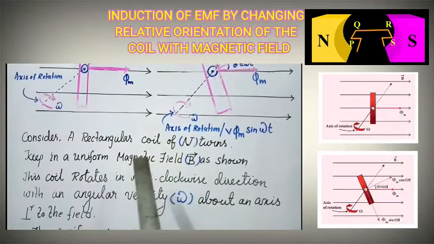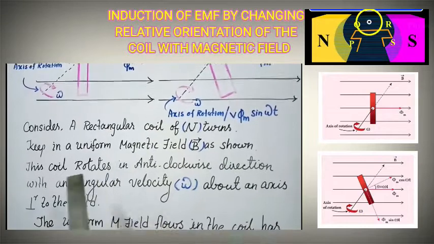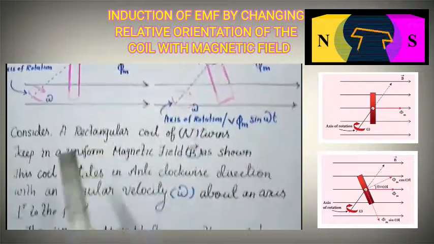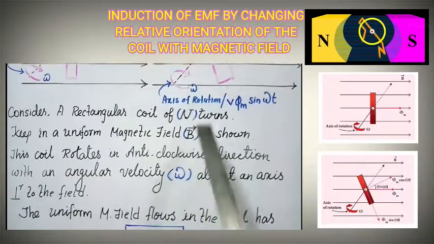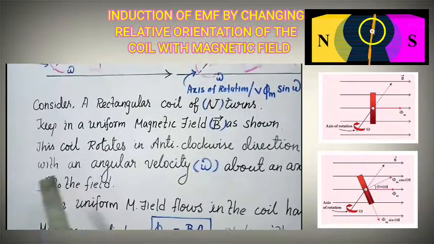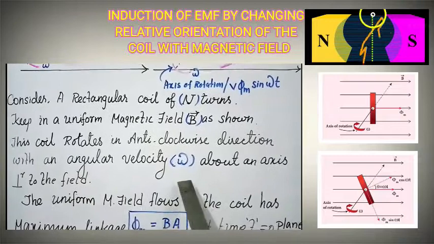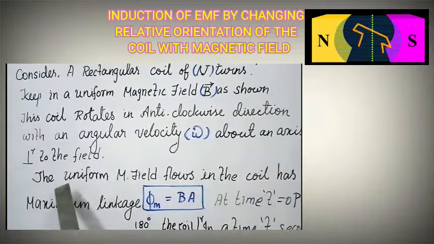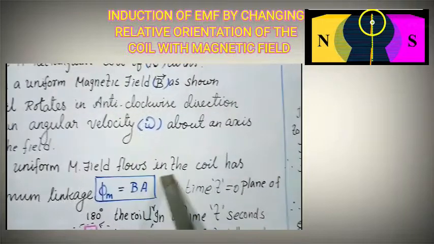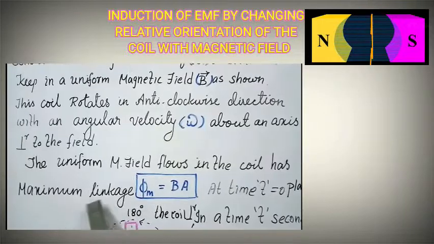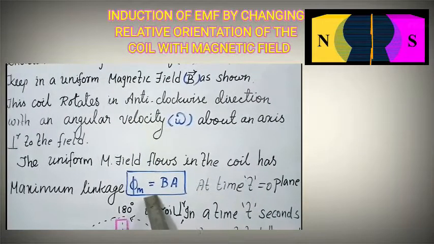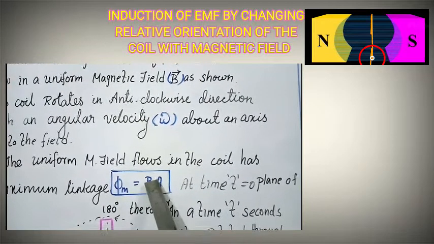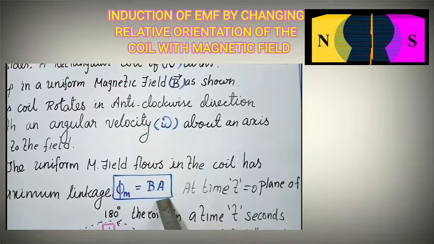Consider a rectangular coil of n turns, kept in a uniform magnetic field B. Show the figure. This coil is rotated in the anti-clockwise direction with an angular velocity omega about an axis perpendicular to the field. The uniform magnetic field linked with the coil has a maximum flux linkage phi m equal to BA, the magnetic flux times the area of the coil.